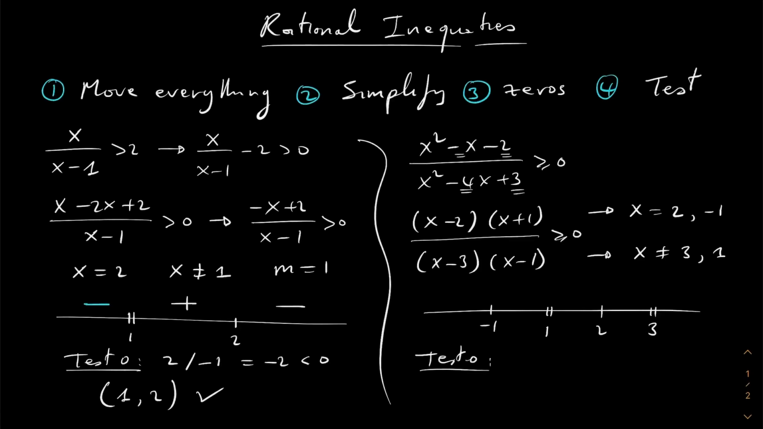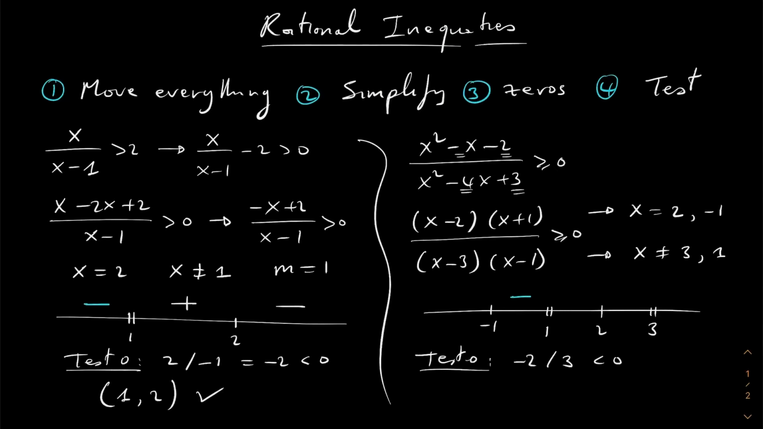So if I plug in 0 into my rational expression here, I'm going to get on top here 0 squared minus 0 minus 2. That's going to be negative 2. And on the bottom, 0 squared minus 4 times 0 plus 3. That's going to give me 3. And of course, that happens to be a negative number. So I'm going to put a negative sign between negative 1 and 1 here.